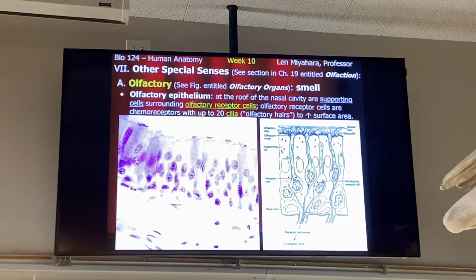These are not mechanoreceptors like in the inner ear. These are chemoreceptors. They have cilia just to increase surface area. So you have olfactory receptor cells intermixed with supporting cells in the olfactory epithelium. Supporting cells and olfactory receptor cells are both underlined. Everybody see that?